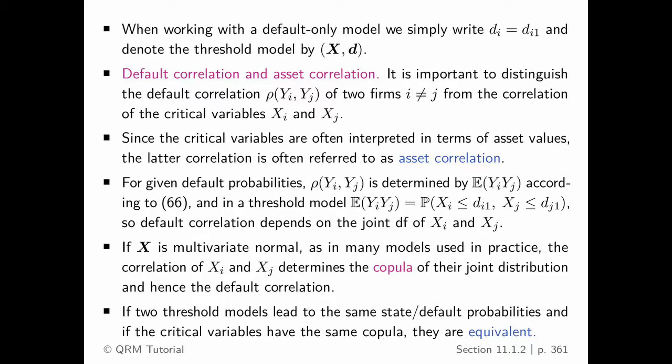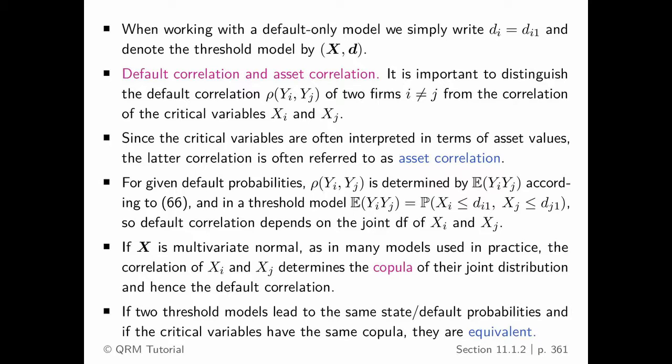So how exactly? To compute the default correlation, you're going to need the covariance of the y's. So you're going to need the expectation of the product. And what is the expectation of the product here? Well, this product is either 1 or 0, and it is only 1 if they both default.